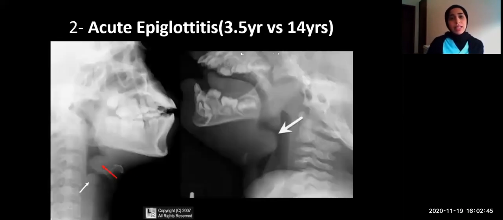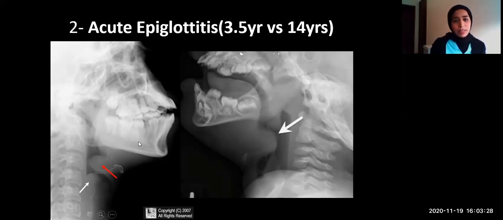The second entity is acute epiglottitis. Also, it is a very life-threatening condition. Prior to the vaccination for Haemophilus influenzae, the mean age was around 3.5 years, but after the introduction of the vaccination, it rose to around 14 years and dramatically decreased the incidence in the younger pediatric age group, now occurring at a relatively older age. So, acute epiglottitis is an infection and inflammation of the epiglottis.